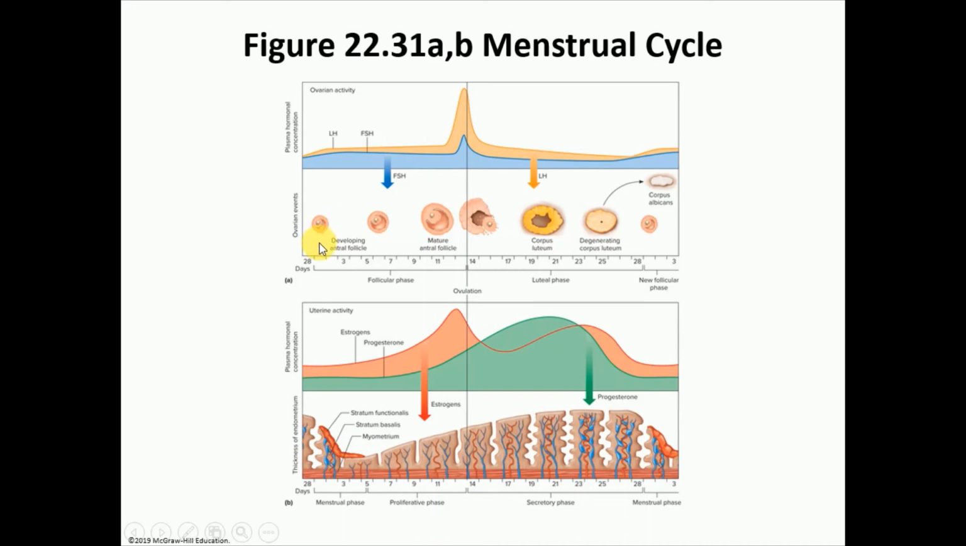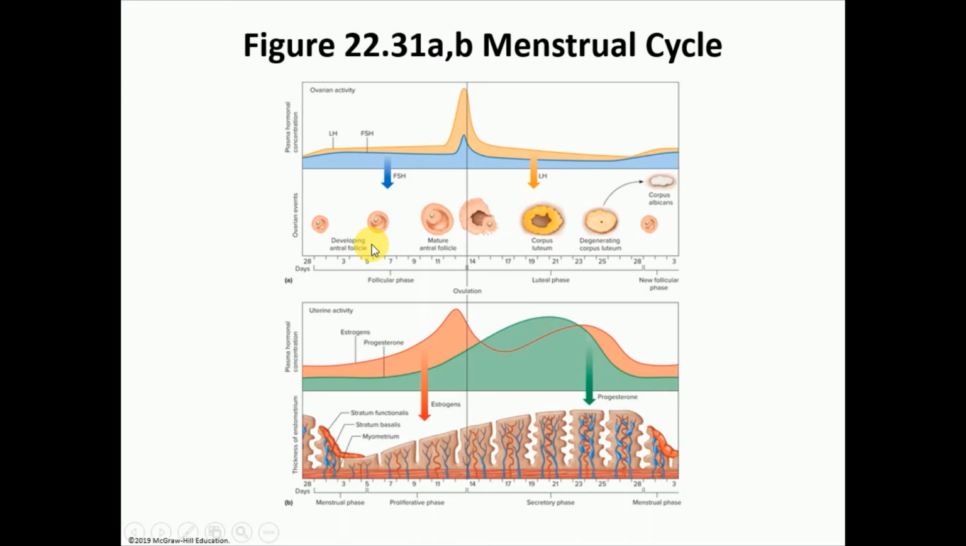You'll see that in the ovaries, FSH is going to stimulate the maturation of the follicle. As this follicle is growing, it is also releasing estrogen. We call this phase in the ovary the follicular phase because the follicles are being made and estrogen is being produced.